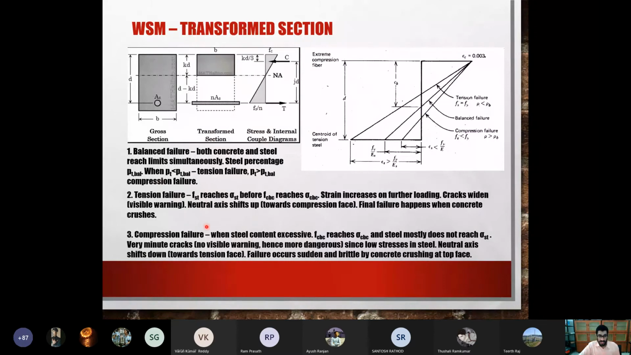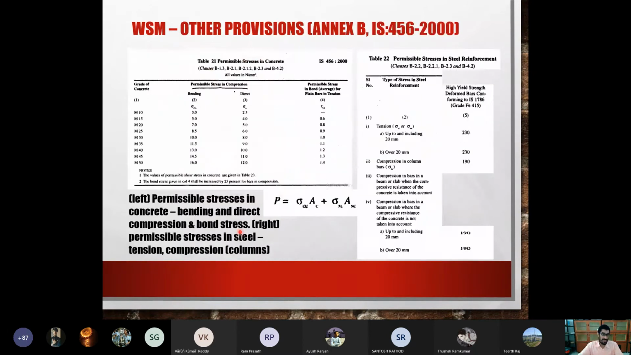When I say too little steel or too much steel, it is with respect to what is known as the balanced percentage of steel. If it is lesser than the balanced percentage, it is tension failure. If it is more than the balanced percentage, it will become compression failure. These are very important concepts that you need to know. Similar concepts will also be told to you when dealing with the other philosophy.